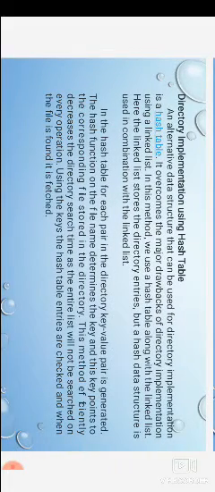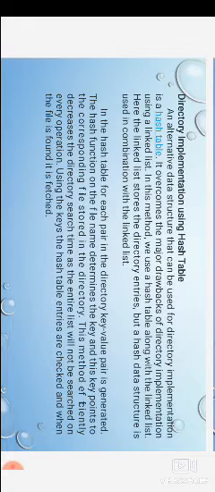Directory implementation using hash table. An alternative data structure that can be used for directory implementation is a hash table. It overcomes the major drawbacks of directory implementation using a linked list. In this method, we use the hash table along with the linked list.